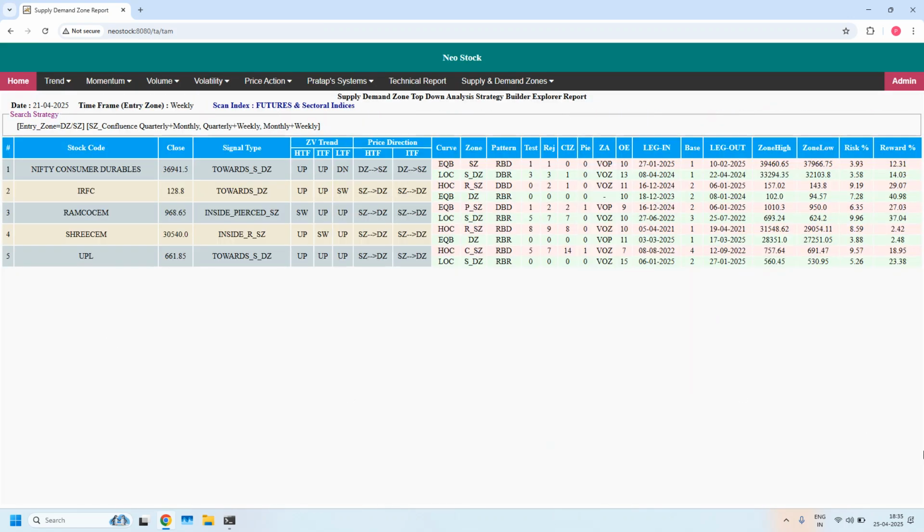we got only 5 stocks. All these are weekly supply zones, because our entry time frame is weekly. Okay, out of these 5, let us check any high probability setup weekly supply zones based on quarterly supply zone having quarterly EMA confluence.